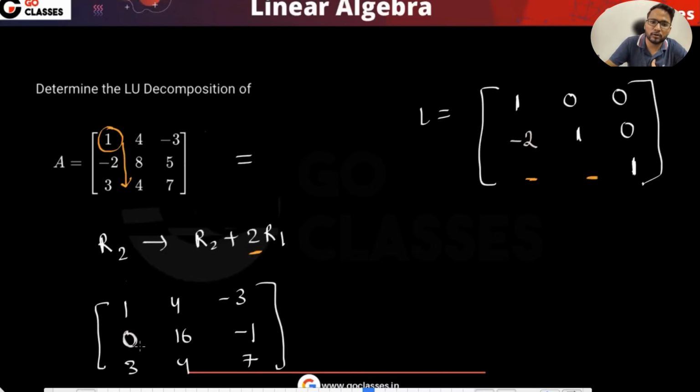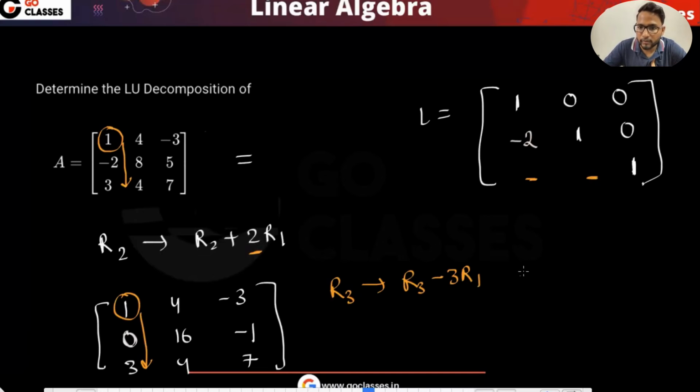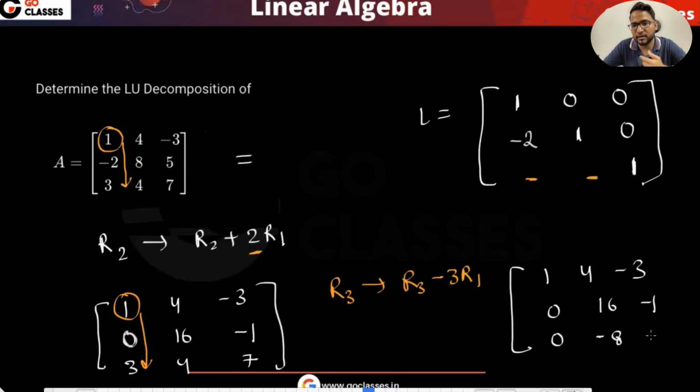Let me tell you more. So just now make this 0. Just now make this 3 0. What you need to apply? R3 should be R3 minus 3R1. Okay? Now what will be the final matrix? After applying, you will be getting 1, 4, minus 3, 0, 16, minus 1, and R3 minus 3R1 will be 0, then 4 minus 12, which is minus 8, 7 plus 9, which is 16.